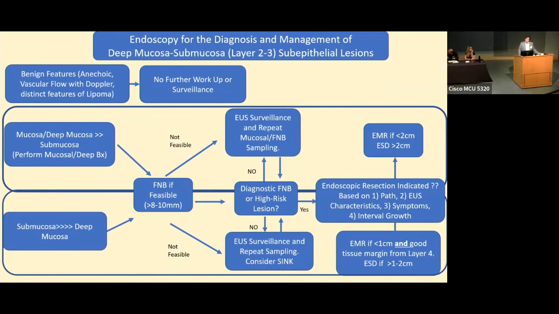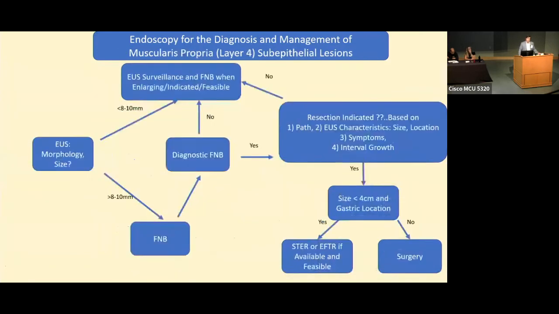Is the lesion growing? Is it developing new characteristics that raise your suspicion? Or does it get to a point where you can perform FNB? The other algorithm is for lesions that are from layer 4 or muscularis propria. So again, you want to consider its size, its EUS morphology. Lesions greater than 8 to 10 millimeters, you can most often perform FNB. Less than 8 millimeters, you may be able to do it with a 25 gauge needle.